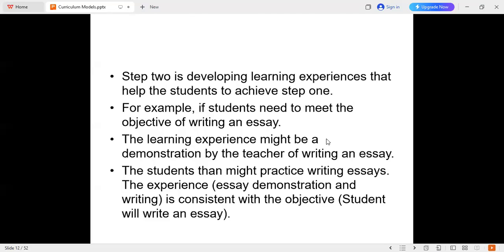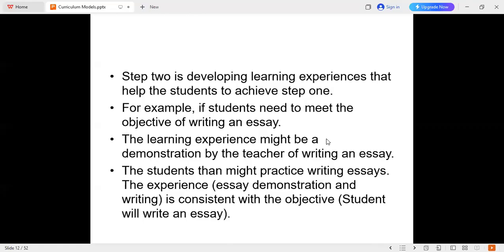Step 2 is developing learning experiences. Learning experience means organizing the subject and subject content that help the students to achieve step 1 by learning some subjects, involving them in the learning process. Taylor believed the first step of the curriculum can be achieved this way.